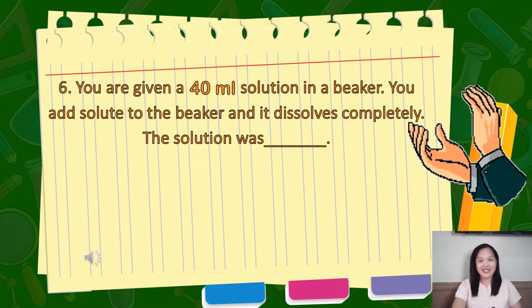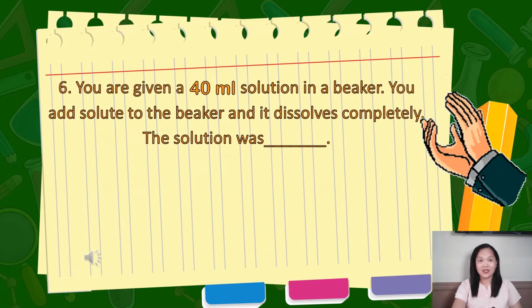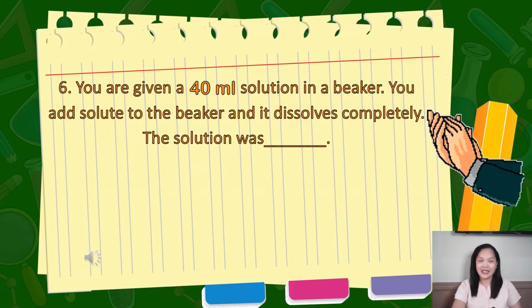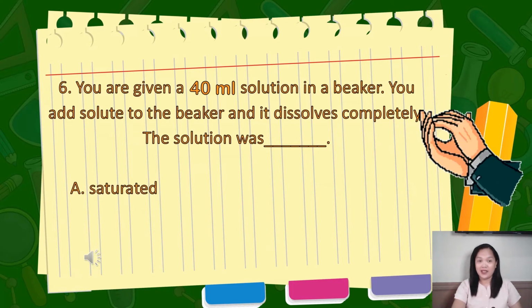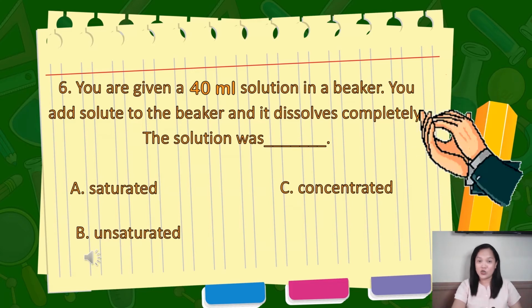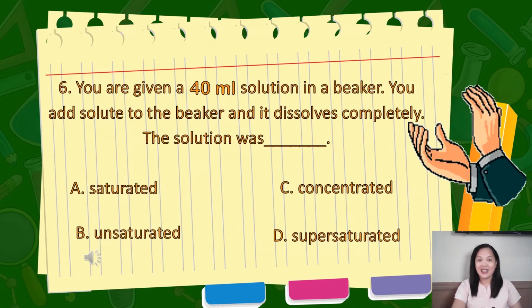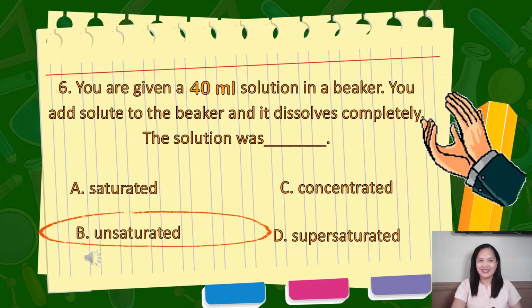Number 6. You are given a 40 ml solution in a beaker. You add solute to the beaker and it dissolves completely. The solution was A. Saturated, B. Unsaturated, C. Concentrated, D. Supersaturated. The answer, letter B. Unsaturated.